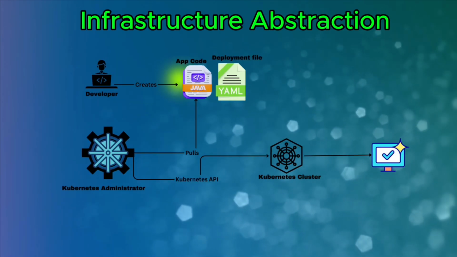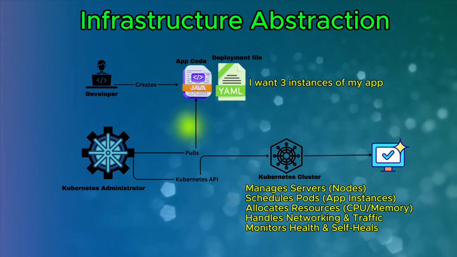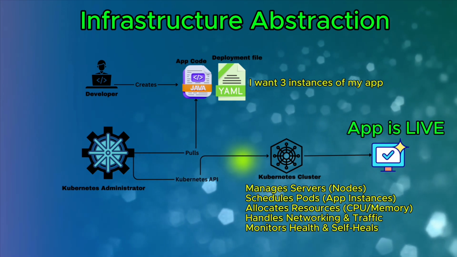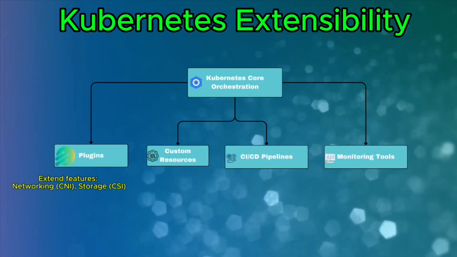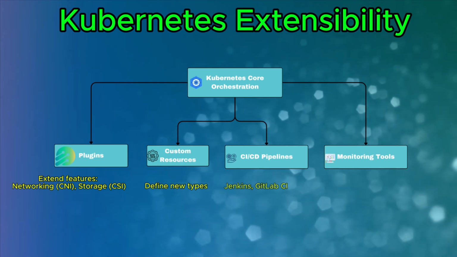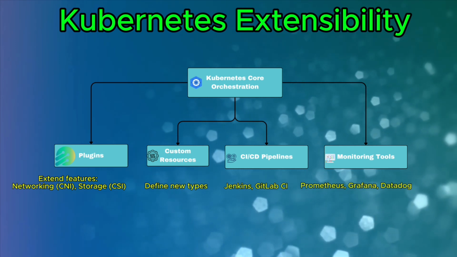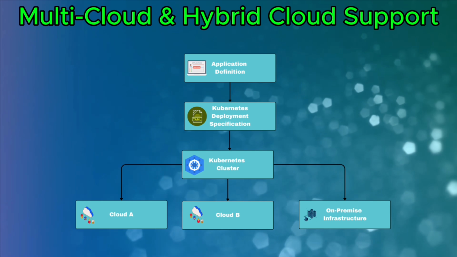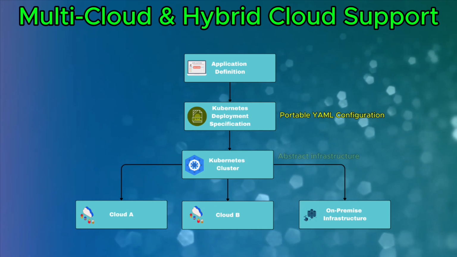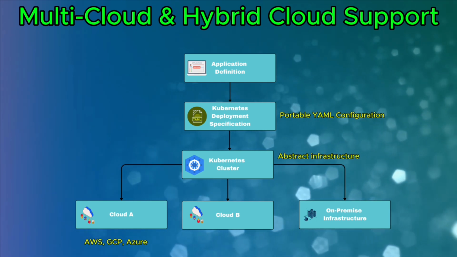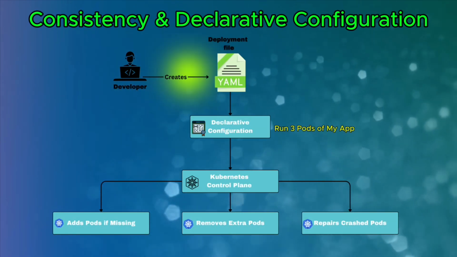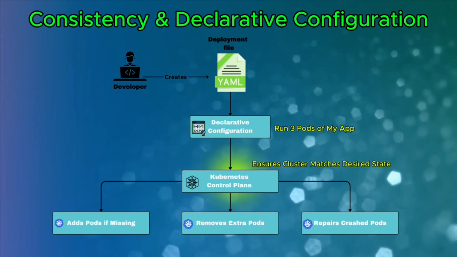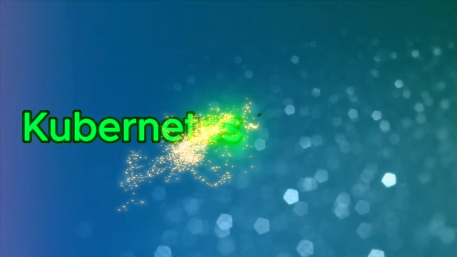Hides the complexity of the underlying infrastructure, allowing you to focus on application development. Supports plugins, custom resources, and integration with CI/CD pipelines, monitoring tools, and more. Enables applications to run seamlessly across different cloud providers or on-premise infrastructure. Kubernetes maintains the desired state of the application by using declarative configuration.